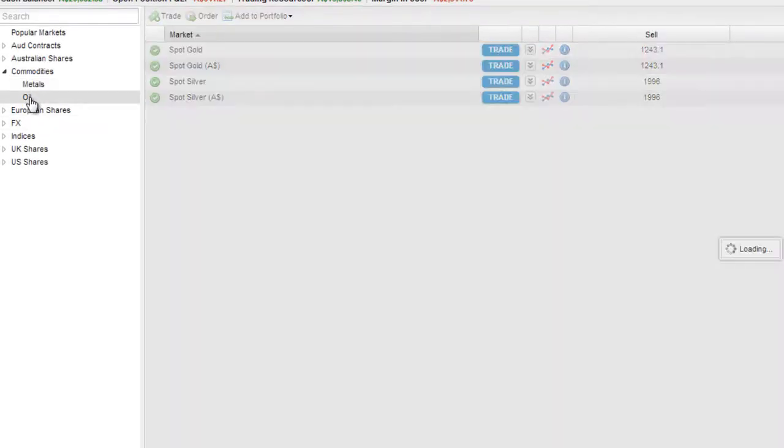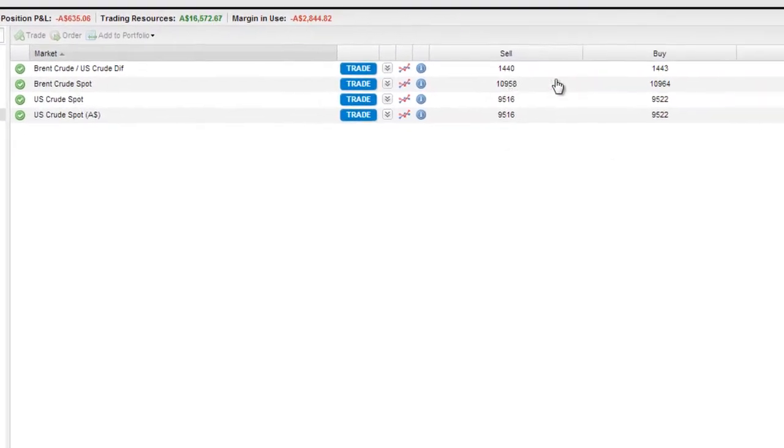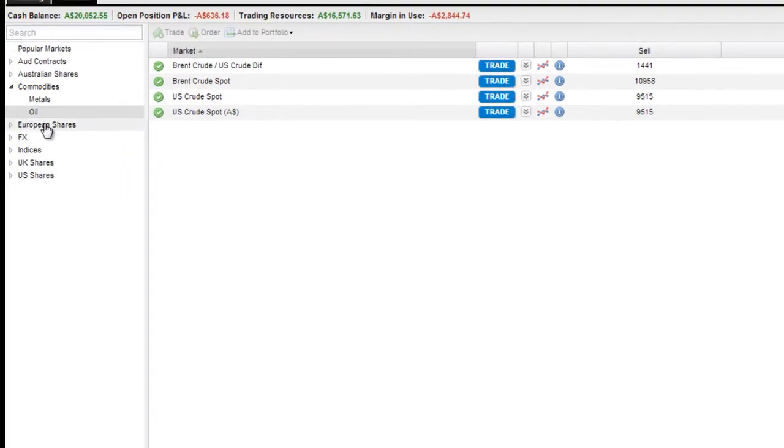Okay, let's have a look at oil. We've got Brent crude, the spot, and US crude spot. The buy and sell here on crude is the sell 109.58, the buy at 109.64. US crude is the cash market on crude. That's trading at 95.16 on the sell, just went to 15, and 95.21 on the buy. So we can trade Brent or US crude. We can also trade the differential between Brent and US crude. Alright, let's keep moving.